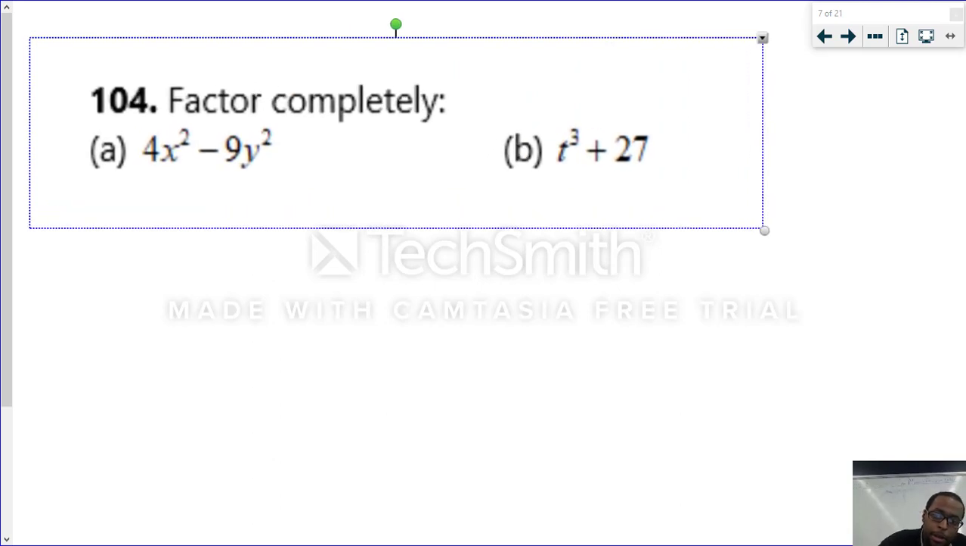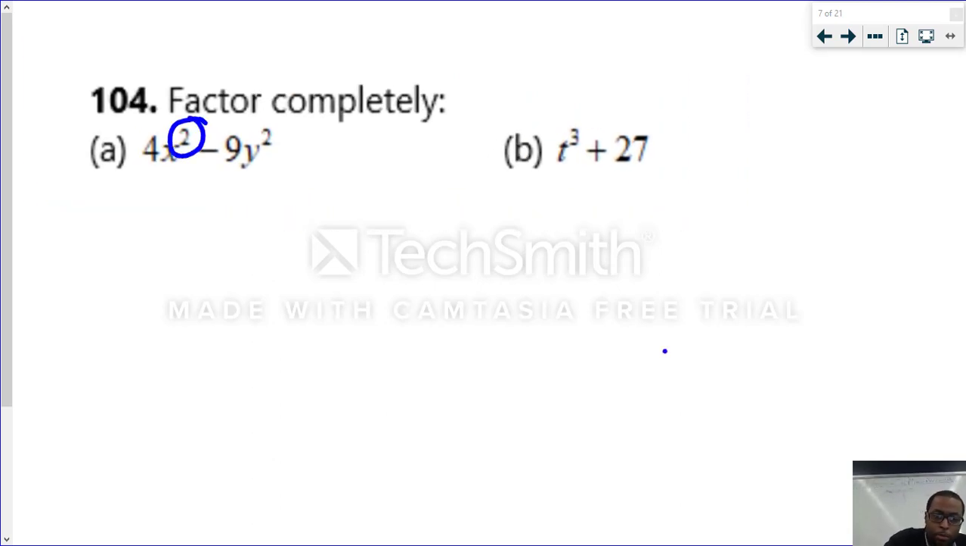Factoring completely, we kind of talked about this a little bit. Since this is not a cube, this is a square. It's simple, these are perfect squares.